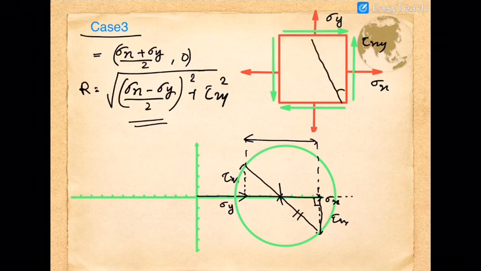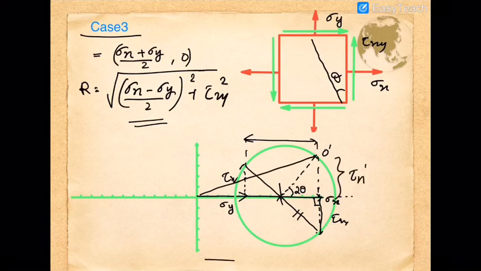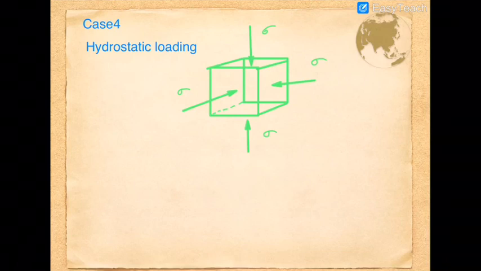If we want to find out the stress at any arbitrary plane which is at angle theta with the vertical, definitely with the center you have to make a 2 theta angle section, then corresponding point O dash connected with the origin. So the vertical portion gives the corresponding shear stress on that arbitrary plane, and the horizontal distance gives the corresponding normal stress on that plane.